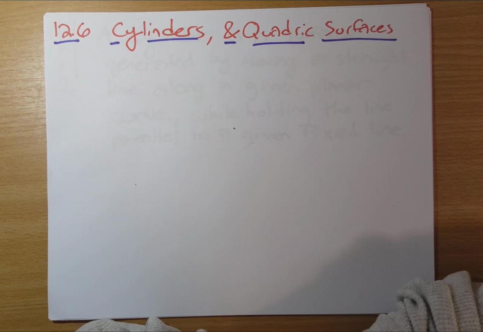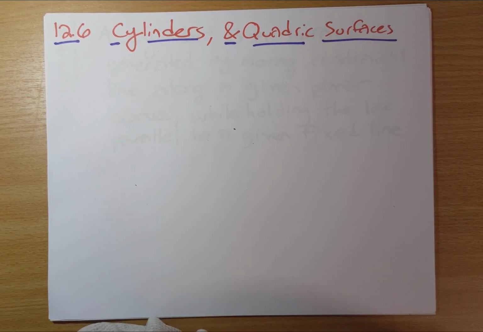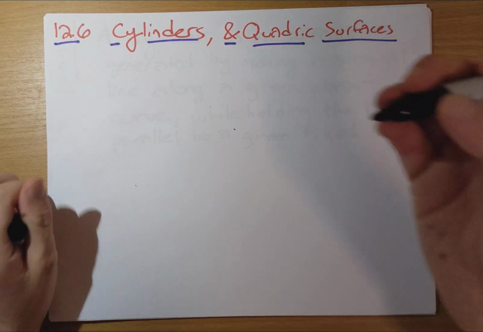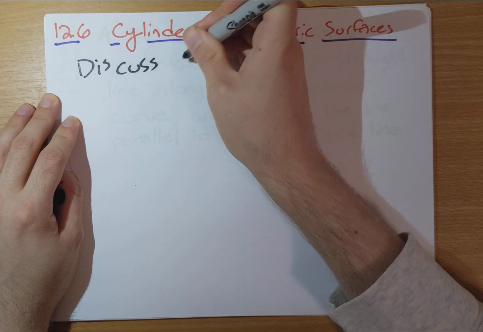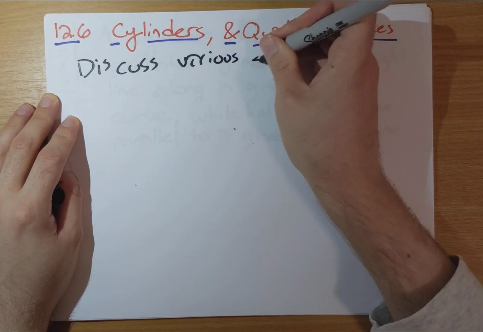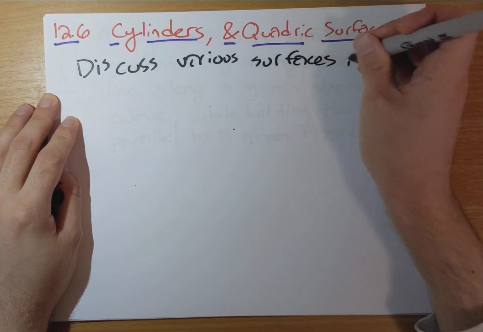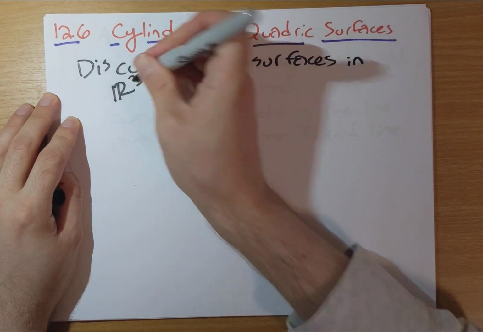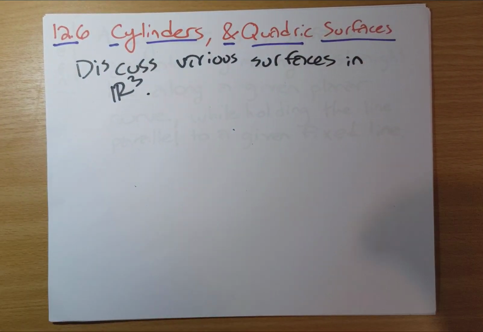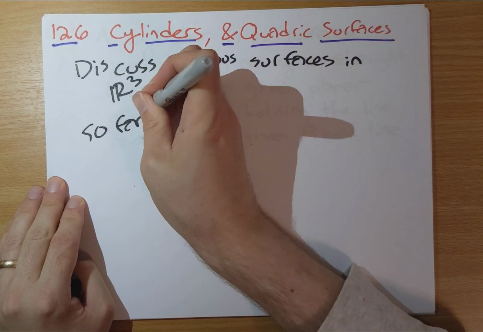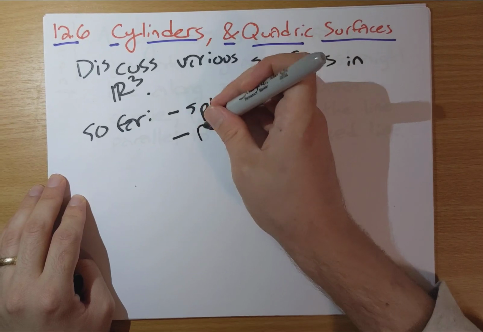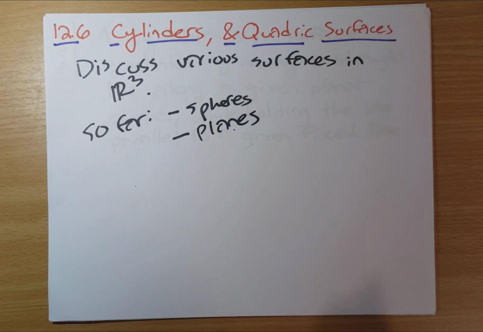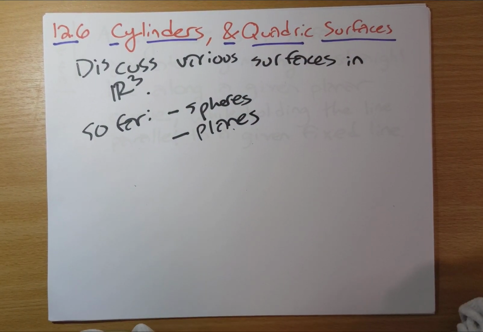Section 12.6 on cylinders and quadric surfaces. The point of this section is that we're going to discuss various surfaces in R3, in three-dimensional space. So far, we've talked about spheres, and we've talked about planes. Those are probably the two most important surfaces in three-dimensional space.